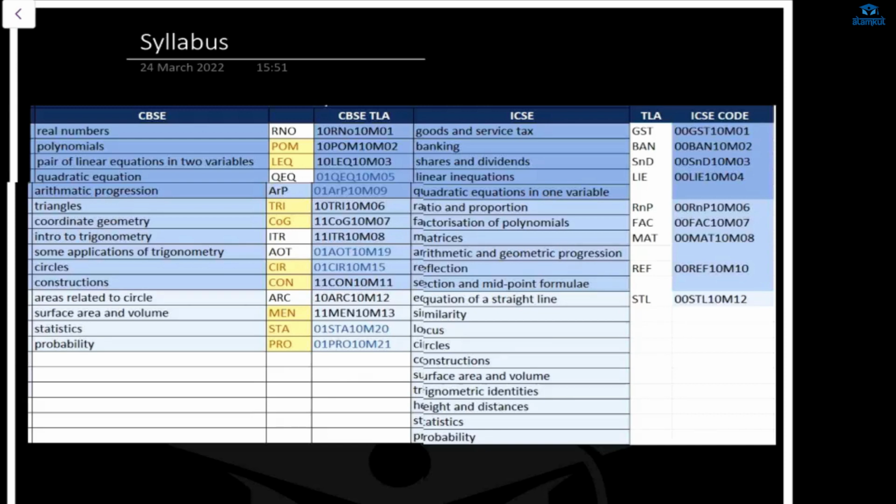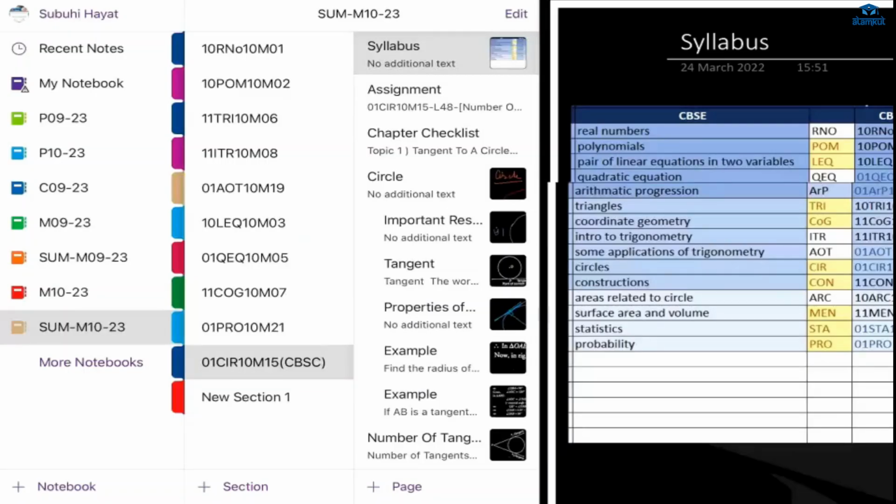Okay, so we have completed circles. After that, we'll start with areas related to circles. That will be best also because we have seen the circle properties. On Tuesday, we'll be starting a new chapter or it will be a test, and it will be announced accordingly. Okay, Safia, you don't have any doubt in circles? No, ma'am. Fine, then bye bye.